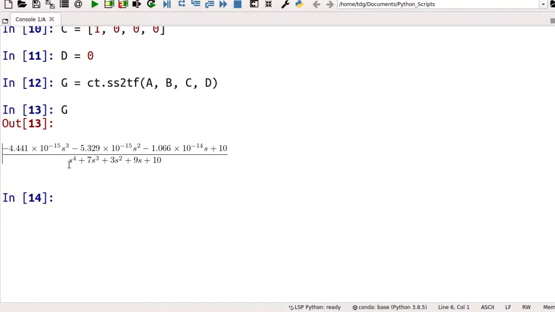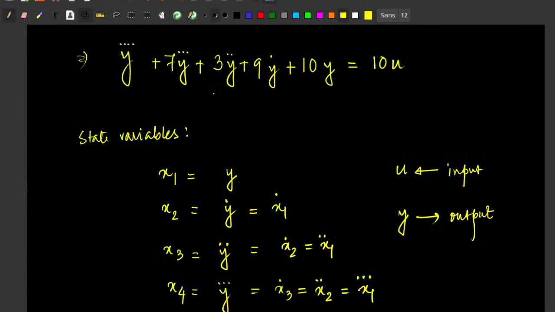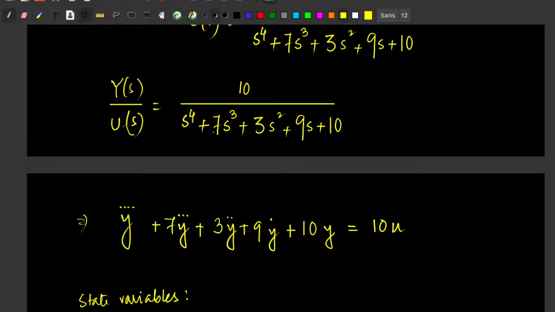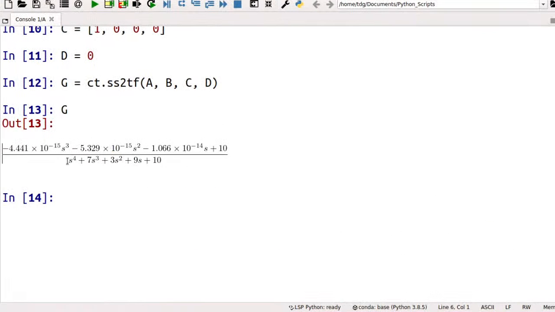Is the denominator perfectly matching with our expectation? I wanted the denominator to be what? What was our model? Yes, it was s to the power 4 plus 7 s cube plus 3 s square plus 9 s plus 10. Exactly, the denominator is matching.